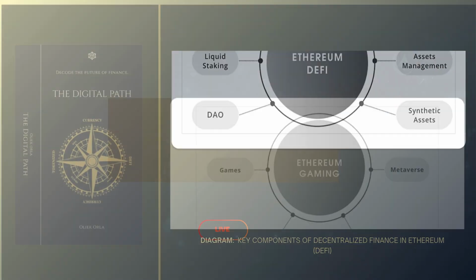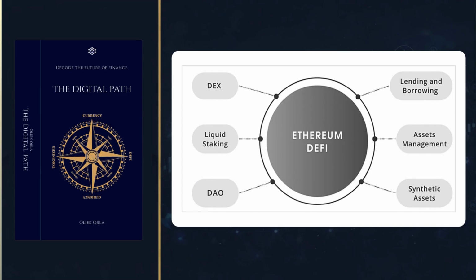Decentralized exchanges introduced a new model of asset trading, enabling users to execute transactions without intermediaries. Within Ethereum, the key example is Uniswap. Unlike traditional exchanges, Uniswap does not use an order book. Instead, trading occurs through liquidity pools provided by users.